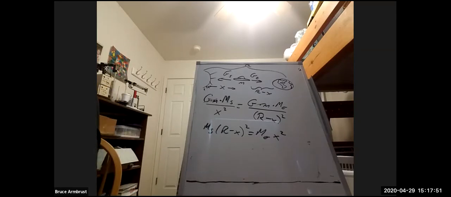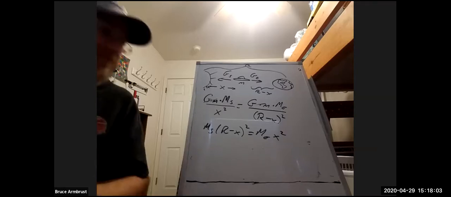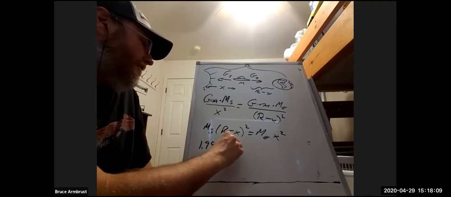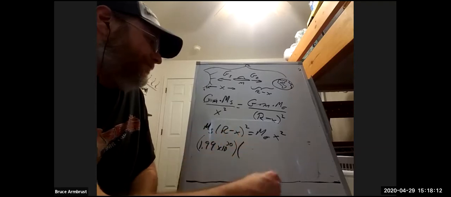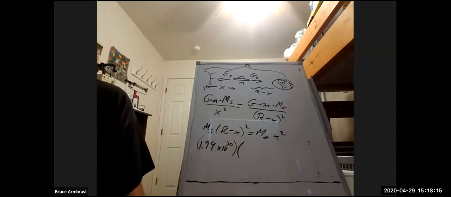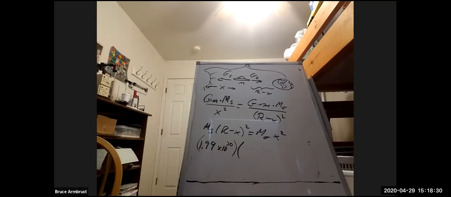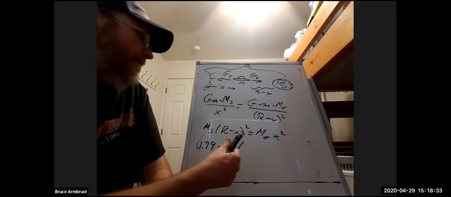All right. So let me go to my trusty physics book here that's got all these numbers for us. The mass of the sun is 1.99 times 10 to the 30th kilograms. That R, well, that's the orbit radius of the Earth, which is right around 93 million miles. In meters, it is 1.5 times 10 to the 11th.